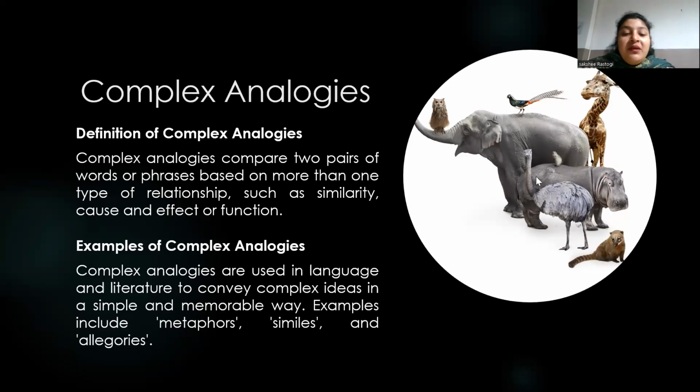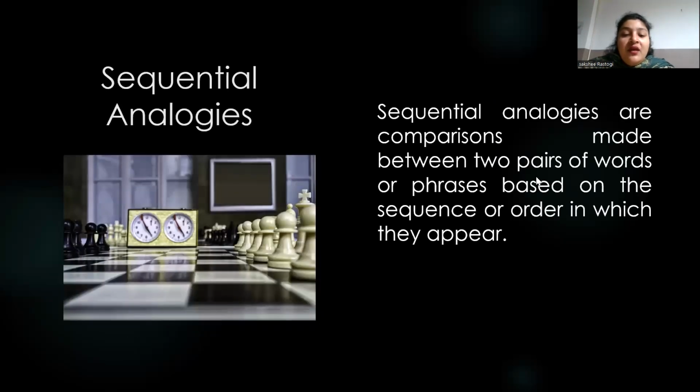So, what do you mean by sequential analogies? Sequential analogies are a type of analogy that involves a sequence of events, processes, or steps. They require understanding the relationships between these steps and recognizing patterns or connections between them. Here are some examples. Seed is to sprout is to plant, and egg is to chick is to chicken.